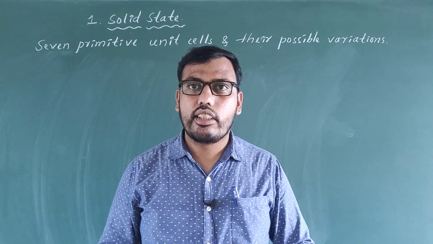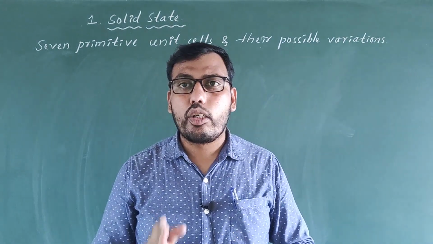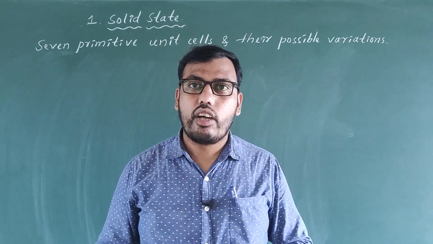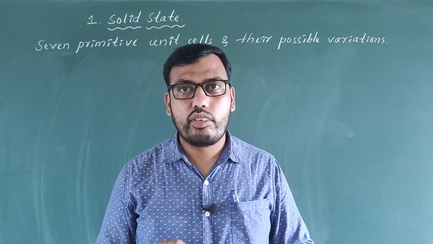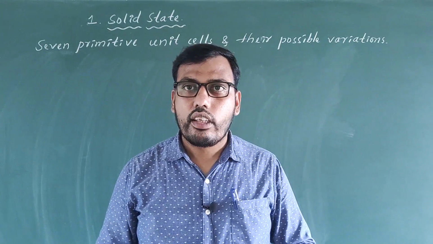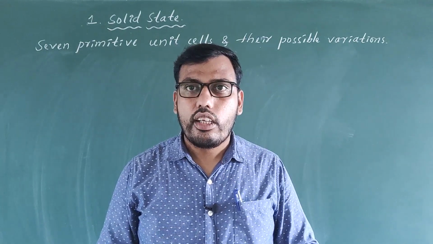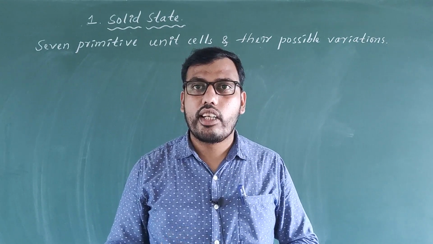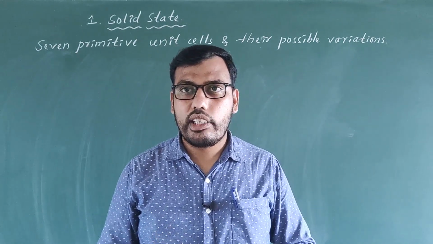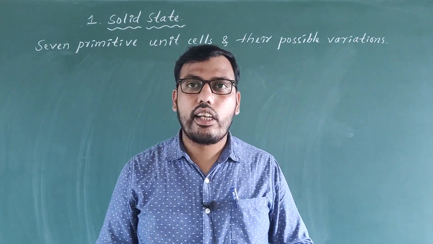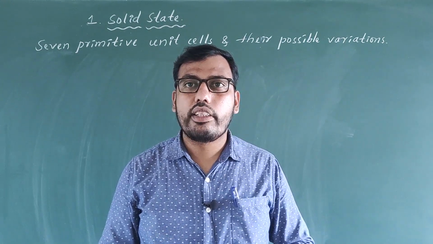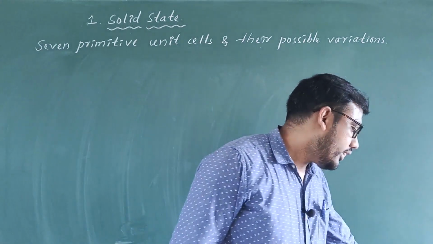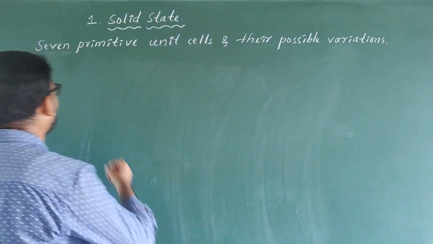Once again, these crystal systems are primitive unit cells. We are going to characterize them on the basis of 6 parameters that we stated in my previous session. Each unit cell is characterized by 6 parameters: their edge lengths, small a, b, c, and axial angles alpha, beta, and gamma. So what are those 7 primitive unit cells?